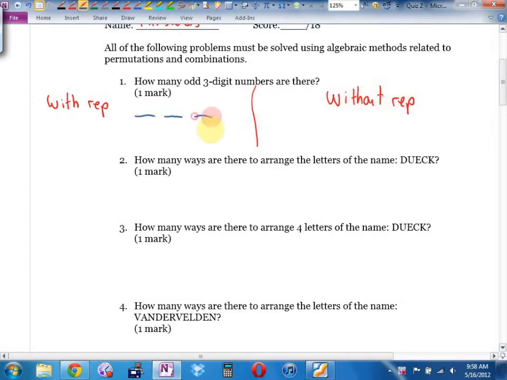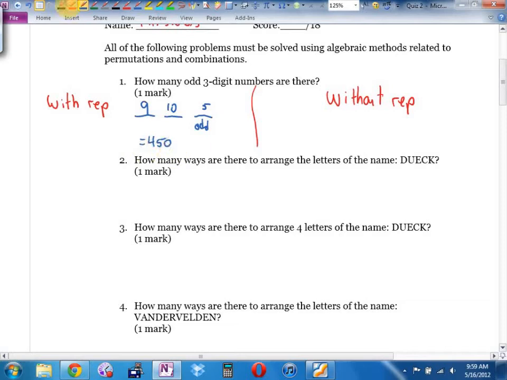1, 2, 3. If it's an odd number, the last digit has to be odd. I'm allowed 5 choices. If I'm allowed to repeat, that means I put the number back in. There's 10 numbers in the bag. How many choices do I have for the first one? Well, only 9, because I can't start with a 0. Put the number back in, give it a shake. There's now 10 numbers in the bag. This one, the answer is going to be 450. I would accept that.